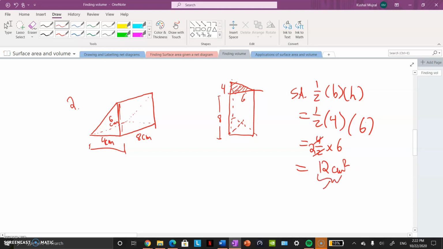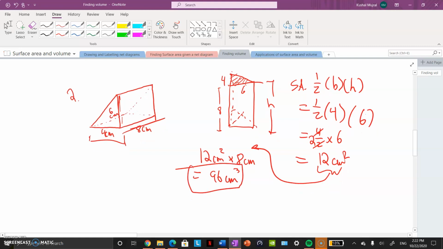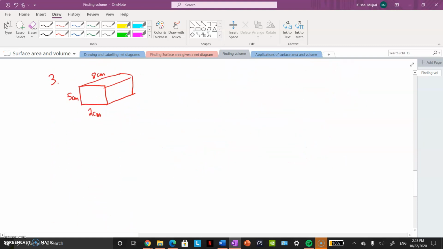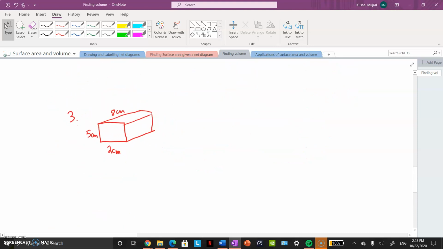And if we multiply that by the height, just like we've been doing for the last question, 12 cm squared multiplied by the height, which is 8 cm, becomes 96 cm cubed. Okay? Because 12 times 8 is 96, and then volume's in cm cubed. Let's take a look at this final question. So, this surface area is 5 times 2, which is 10 cm squared. So I'm just going to write 10 cm squared.